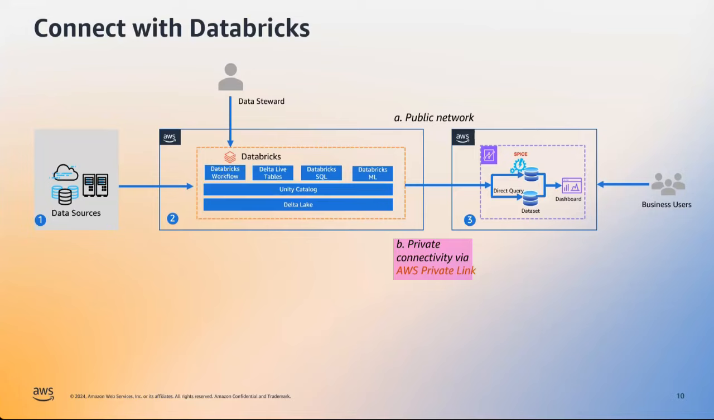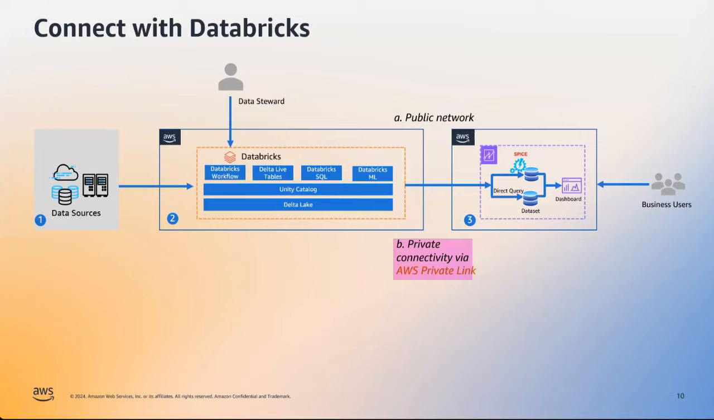AWS PrivateLink is a service within AWS. It will provide private connectivity between two virtual private clouds without exposing your traffic to the public internet. It can connect the QuickSight VPC to another VPC where the Databricks workspace is hosted and running.